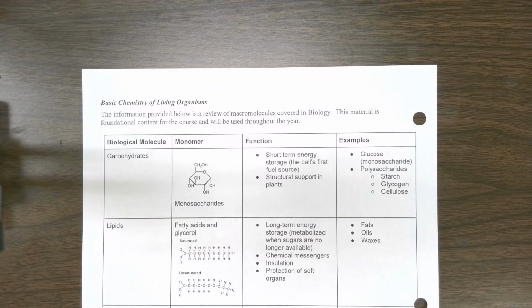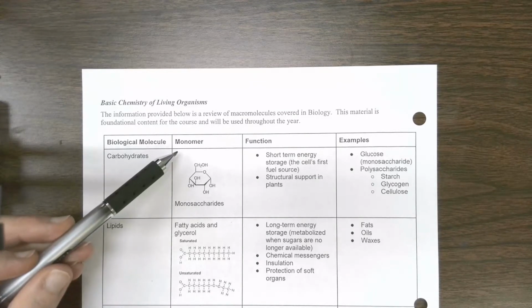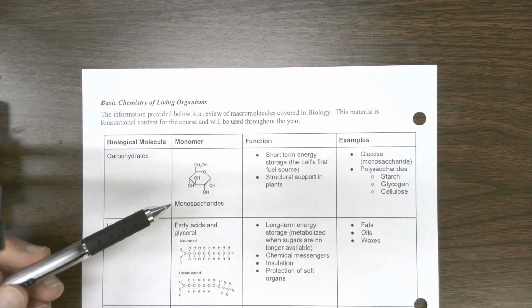It says the information provided below is a review of macromolecules covered in biology. This material is foundational content for the course and will be used throughout the year. So let's start with carbohydrates. In biology, you hopefully learned that you had monosaccharides, disaccharides, and polysaccharides as categories of carbohydrates. And there you've got the monomer. So two monosaccharides build a disaccharide, and then many of those build polysaccharides.